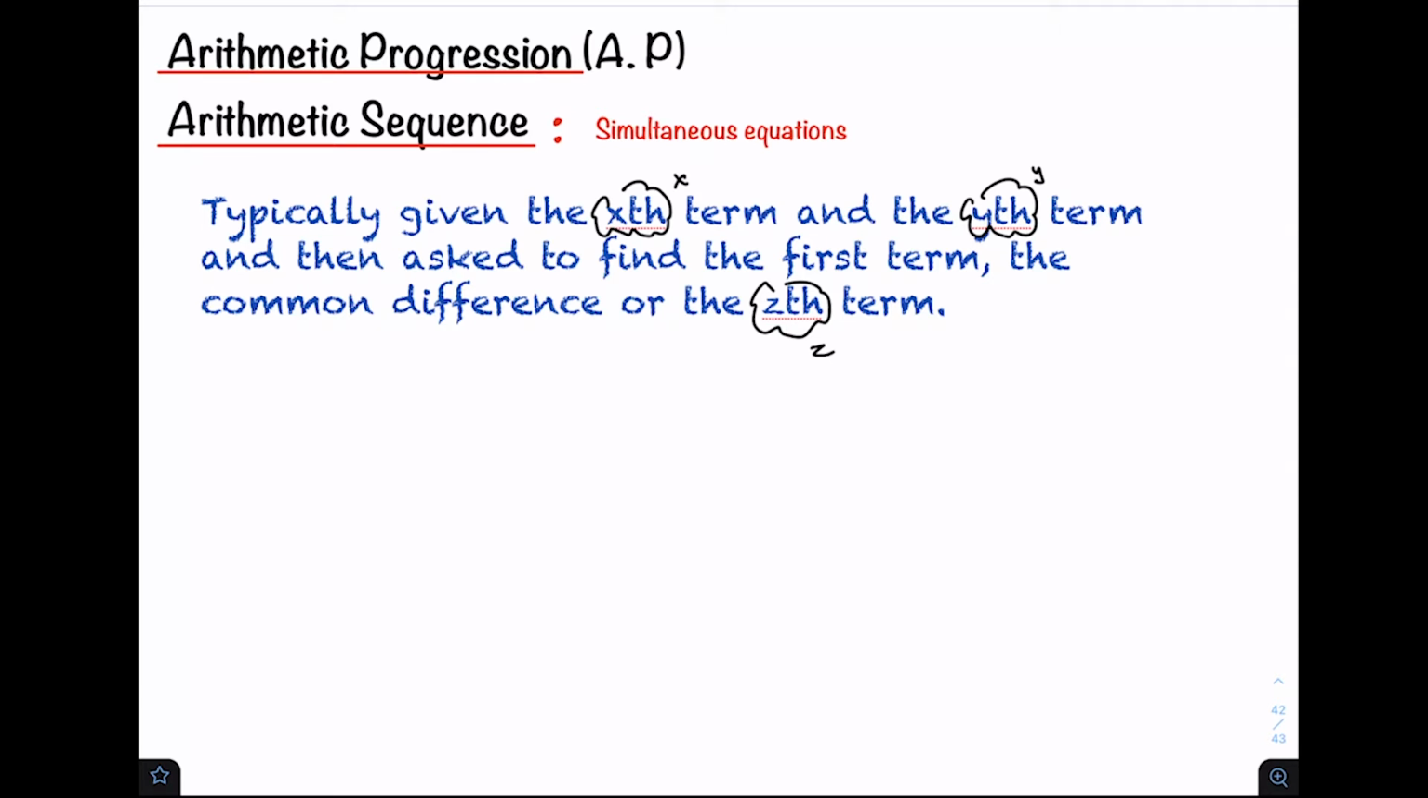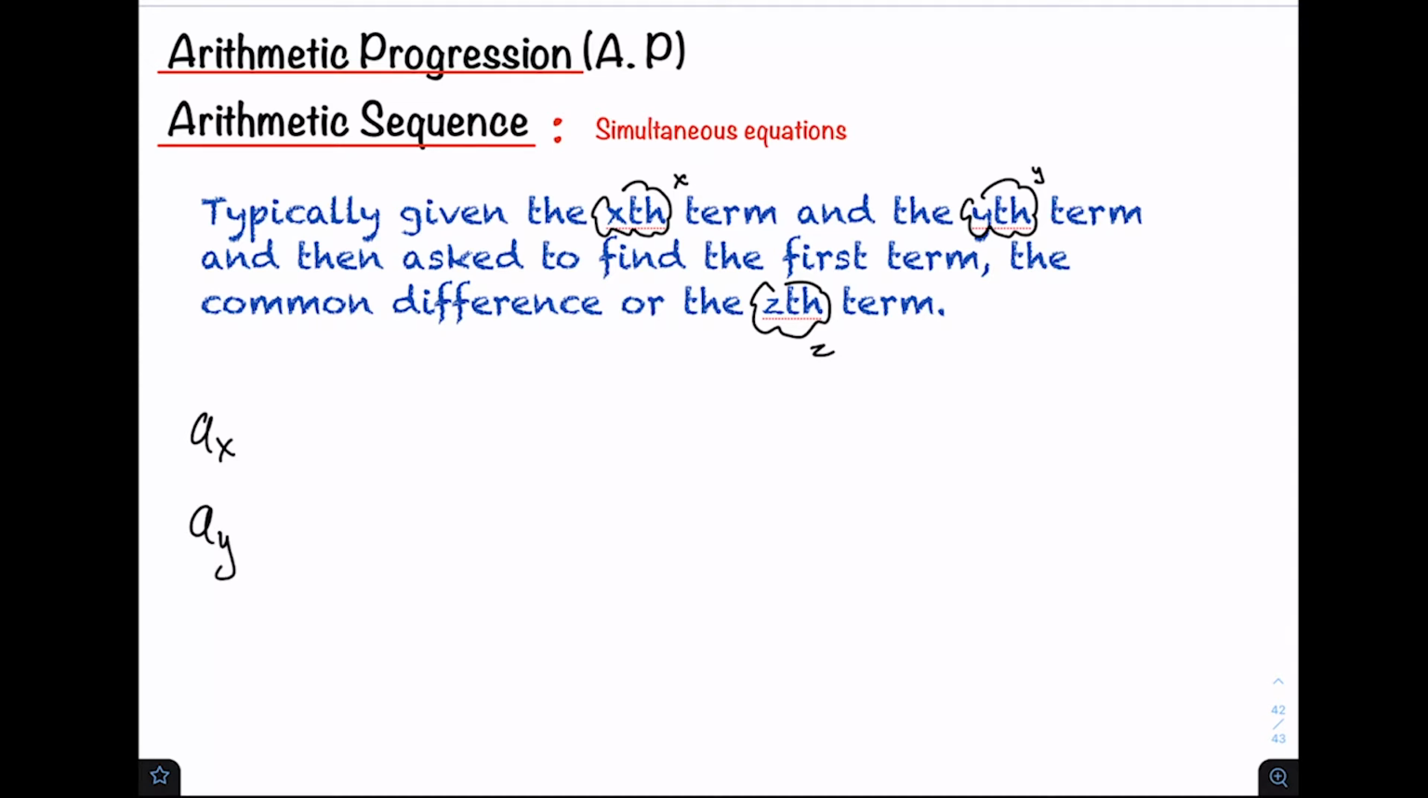Welcome back to our series on the arithmetic progression, or AP. In this video we'll be looking at simultaneous equations under this topic. Here I have a brief description of the general situation. When we're solving simultaneous equations under AP, we're typically given the x term, which I can call a sub x, and the y term, and then you may be asked to find the common difference, the first term, or another term, which I can call a sub z.